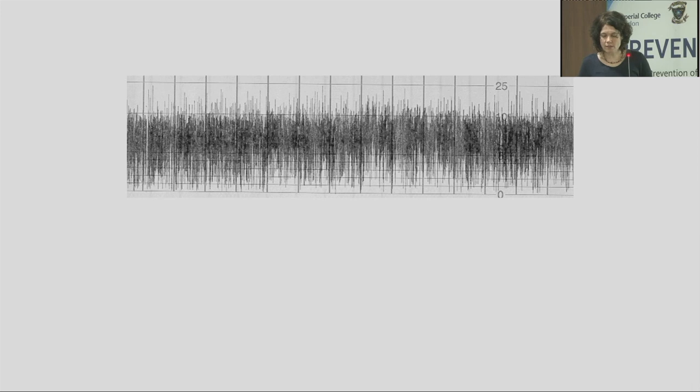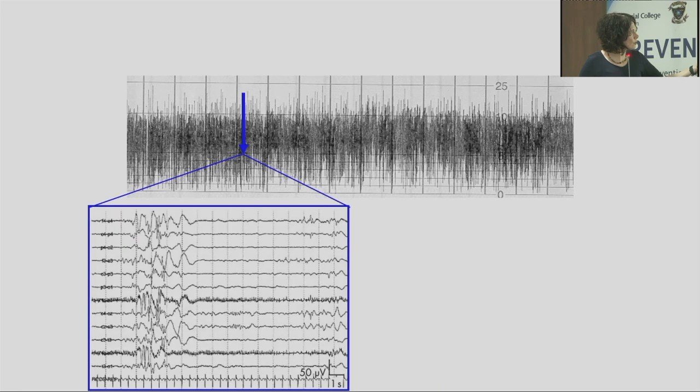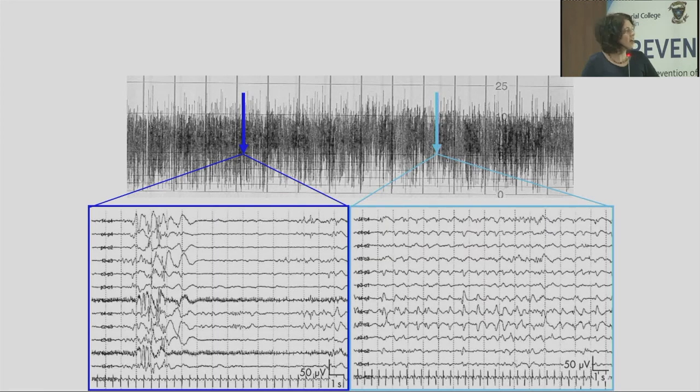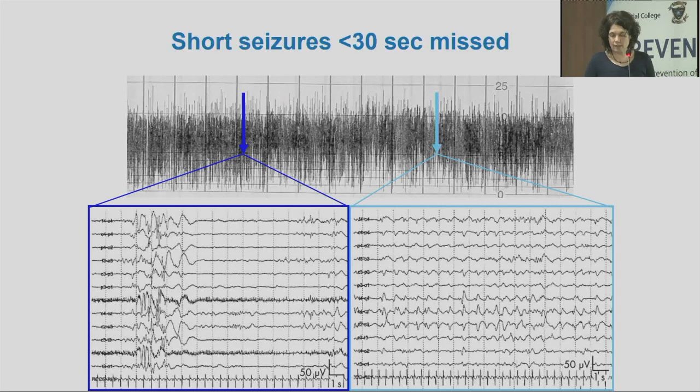And another one, this is a very old aEEG. So it's again a discontinuous pattern, and you have discontinuous background activity at one point, and at another point you have a low amplitude EEG. This is something you can't pick up. Short seizures, low amplitude seizures, you cannot pick up.